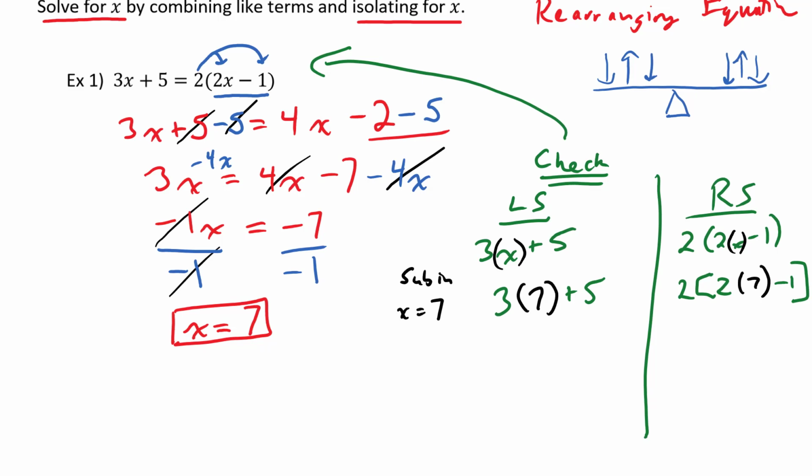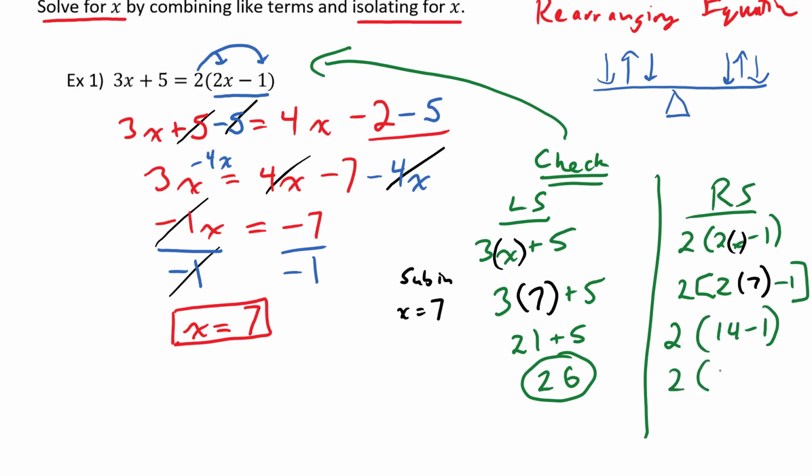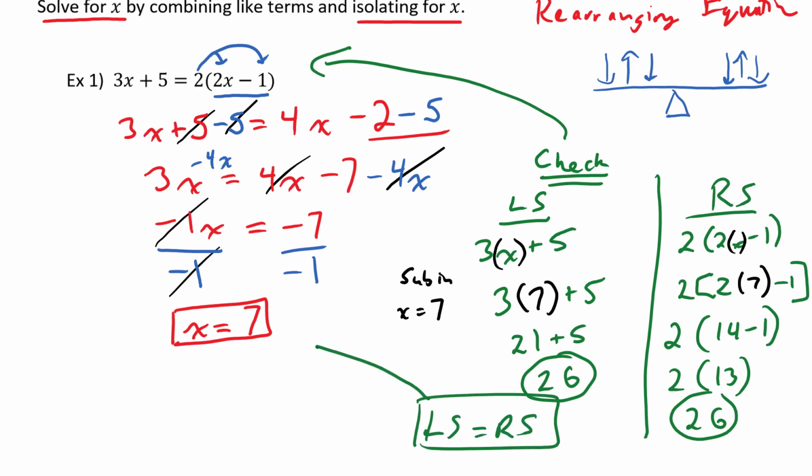What I do now is I collect like terms and get a number on both sides. If I have the same number on the left side as I do on the right side, left side equals right side, then I know that x is truly equal to 7. Let's try that now. 3 times 7 is 21. 21 plus 5, and I get 26 right here. Over here, I have 2 times 7 is 14 minus 1. 14 minus 1 is 13. 13 times 2, 26. Left side equals right side. Therefore, we know that x is truly equal to 7.